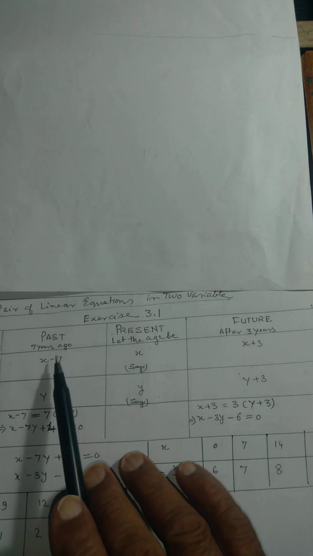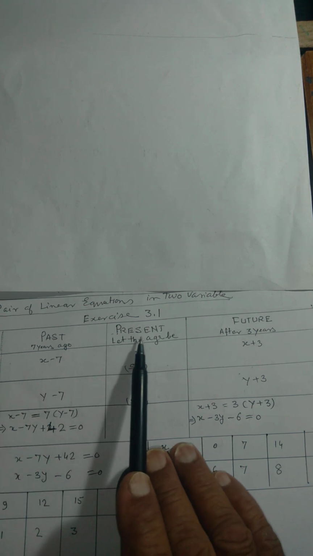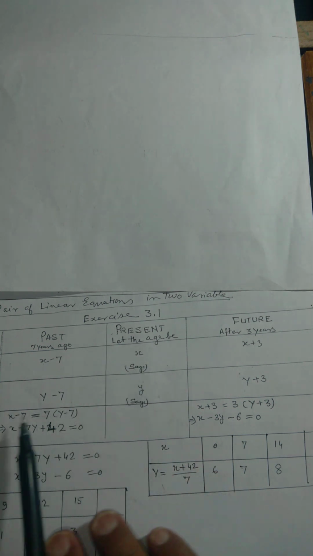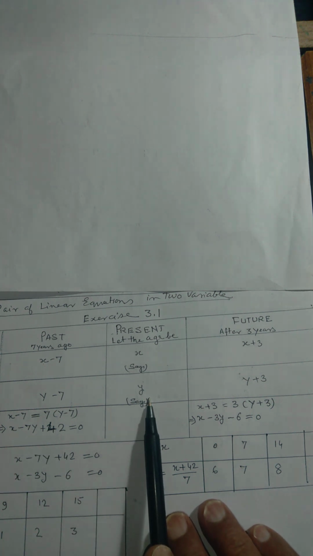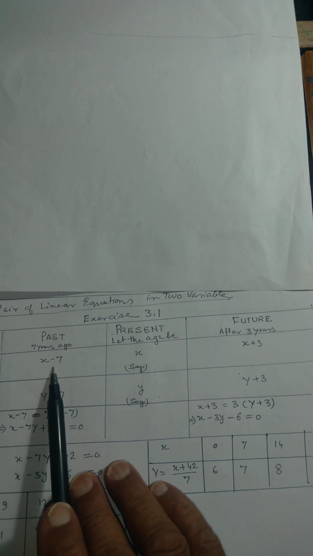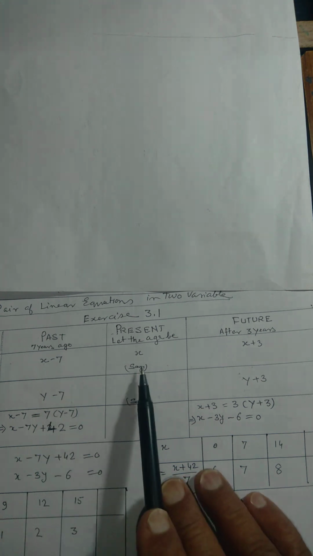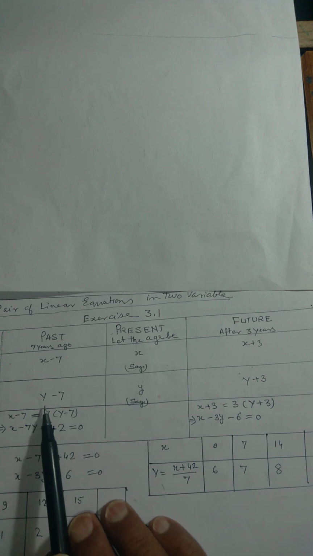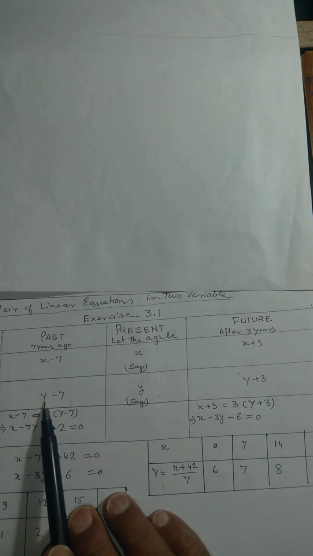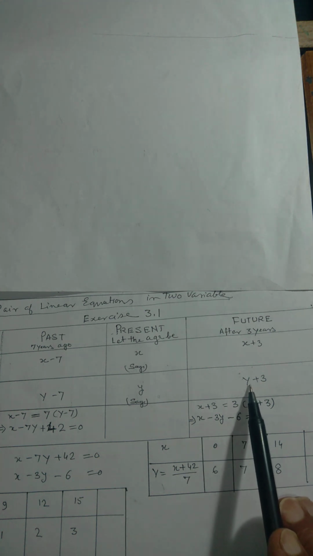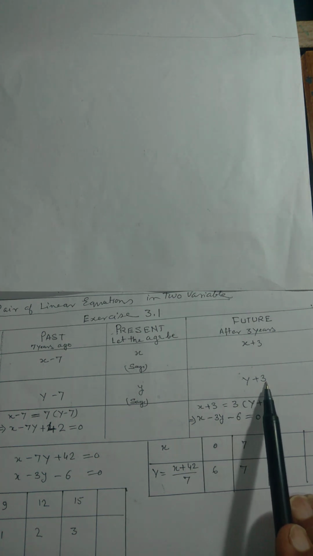Here you see I have solved it. I have written here the present ages: let Aftab's age be X, daughter's age be Y. Means 7 years ago, what will be the age of Aftab? That is X minus 7. And 3 years hence, means in future, that is X plus 3. Similarly for the daughter, 7 years ago she was Y minus 7, and 3 years hence, in future, she will be Y plus 3 years.